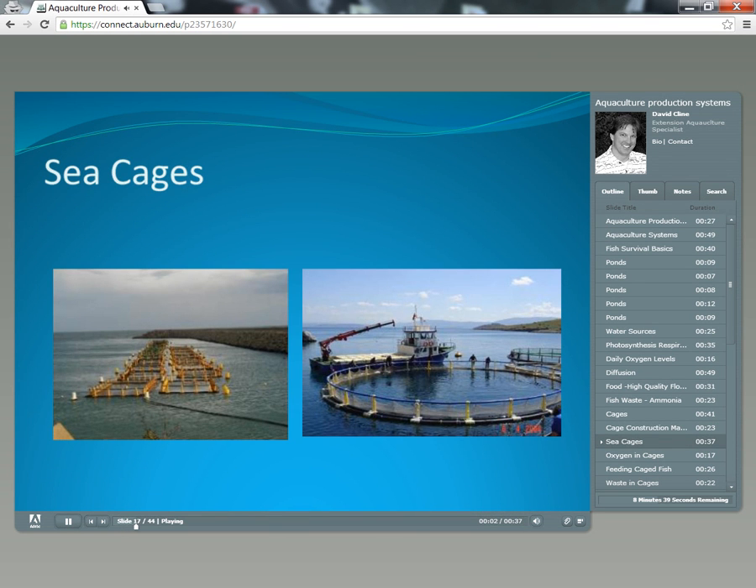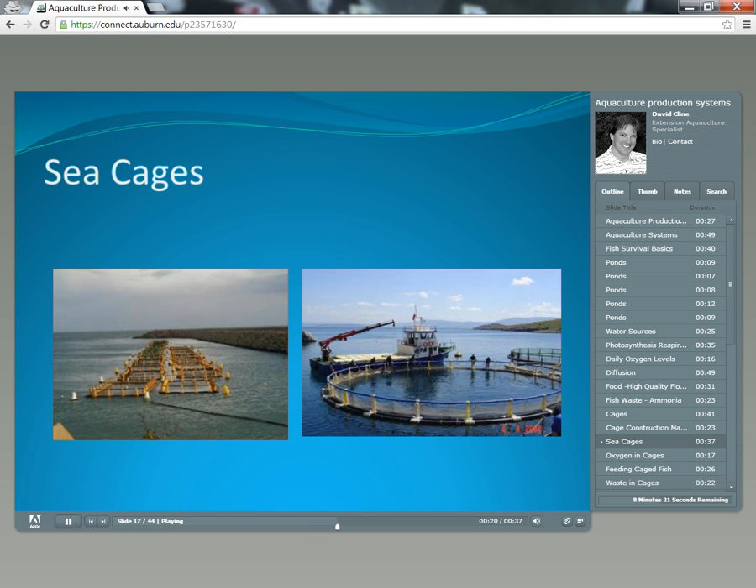Sea cages that are used in the ocean are much larger and can measure up to 125,000 cubic meters, which is roughly 75 meters by 75 meters by 20 meters deep. They have to be very strong to protect the fish from predators and damage from the rough seas.